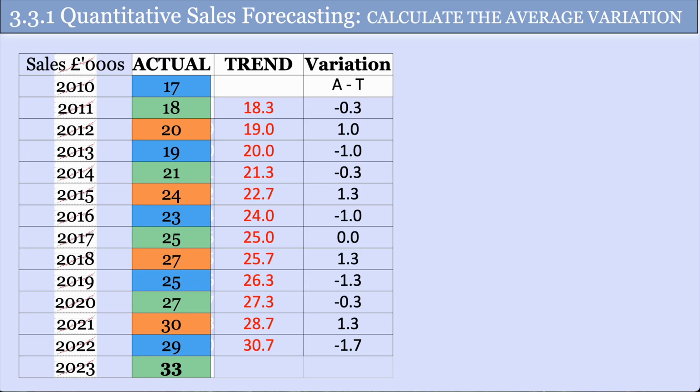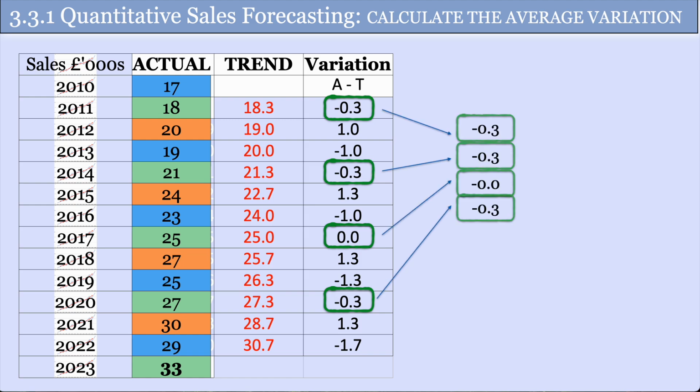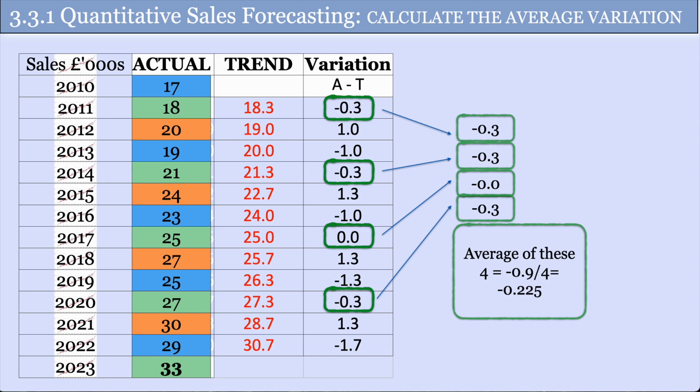So what I do is we will take the second year, and you can see it's minus, minus, naught, minus. In other words, in the second year, the actual is always below the trend. So I want to work out now the average of those numbers. So I take those numbers, add them up, and take the average. The sum of those four is minus 0.9, and minus 0.9 divided by 4 gives me minus 0.225.